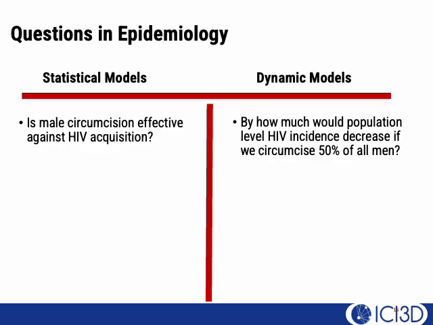We can use our example question from this lecture, is male circumcision effective against HIV acquisition, to illustrate how patterns can be linked across scales. We measured at the individual level in our RCT that male circumcision reduced risk of HIV by 60%. We can use this finding to answer a research question at the population level. By how much would HIV incidence decrease if we circumcise 50% of all men? This latter question is a question that is only suited to answer through dynamical models.